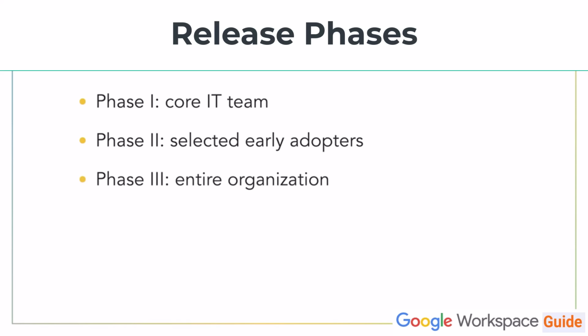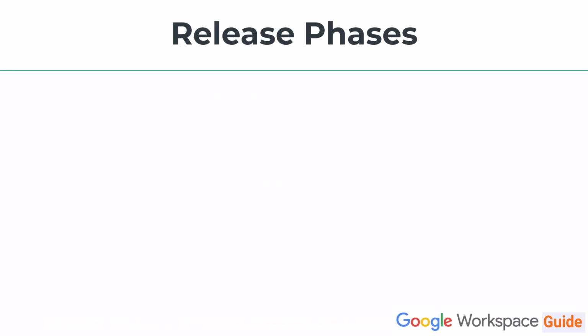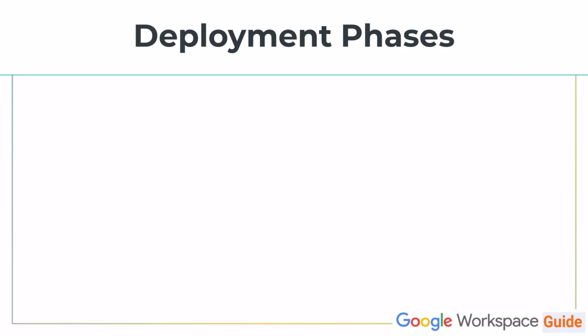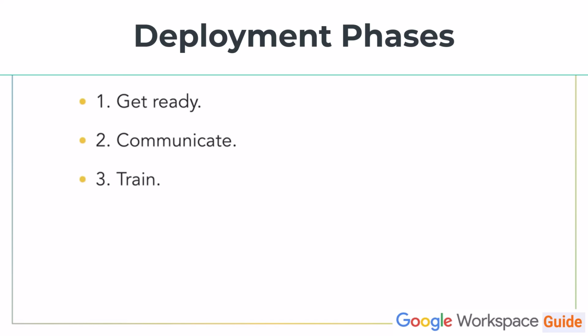Finally, Workspace should be deployed to the entire organization. Depending on the number of users in your domain and your organization's complexity, this process may involve more or less phases. But this model provides a reliable framework from which to begin. Within each of these phases are 3 subphases: Get Ready, Communicate, and Train. These subphases may also overlap as you release Workspace to your different user groups, and you should be prepared for each group to have different support needs. Now, let's take a closer look at these tasks.